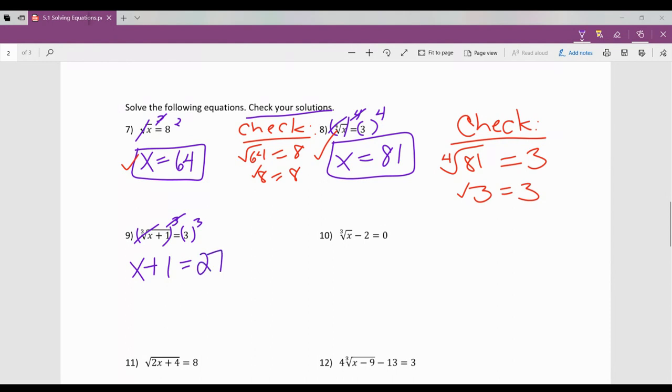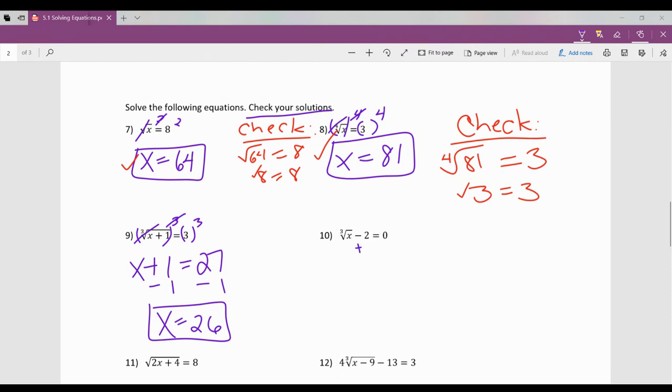That's 27. This is the one that people get wrong the most. They always write 9 there. So just be careful with that. Last step, minus 1. So we get x equals 26.